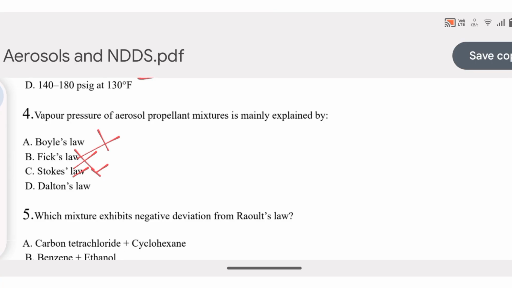But the right answer is Dalton's law because it explains the total vapor pressure as the sum of partial pressures of gases in the propellant mixture. So the right answer will be option D.